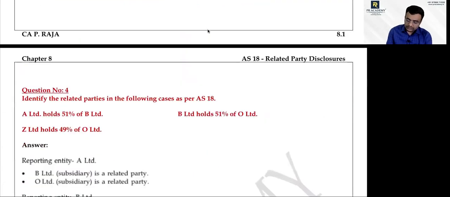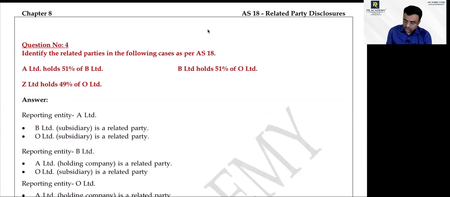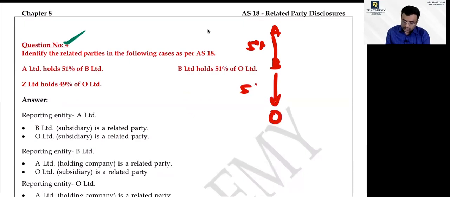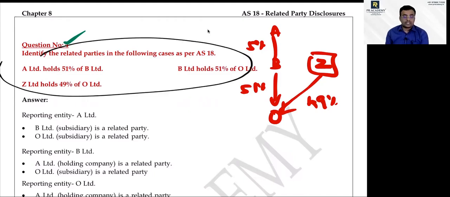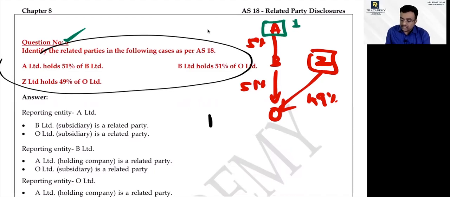A holds what percentage? 51%. B holds 51% in O. Z Limited holds 49% in O. Write it like this, and if you don't understand, use this, so it will be very easy. Now take each and every one as a reporting entity. If it is a reporting entity, how will the answer be?